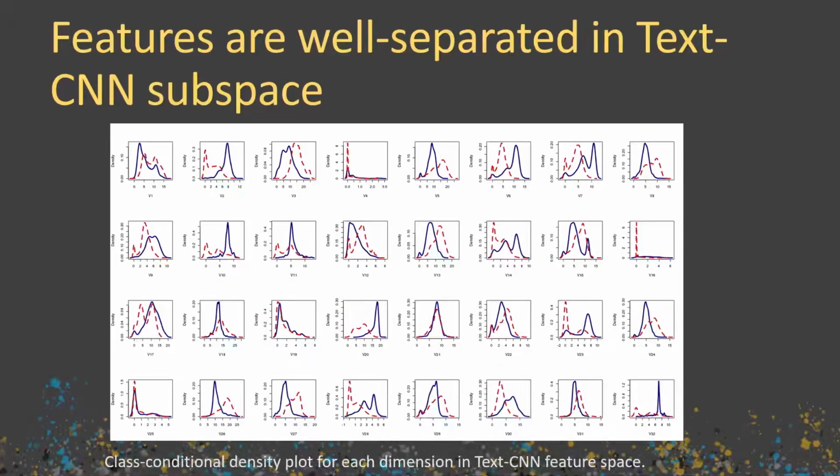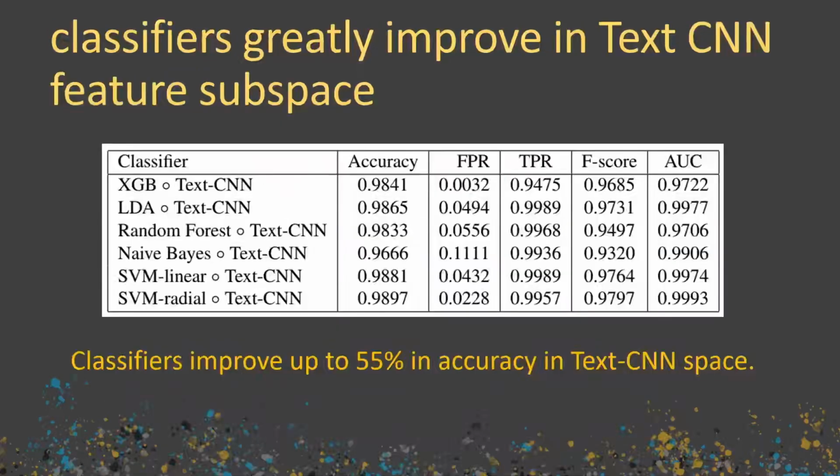Before we do that, we also did a visualization of the distribution between benign and ransomware in the text CNN subspace. Looking at the distribution plotted in red, as in the malicious samples, and blue, the benign samples, we're seeing the features are well separated in this feature space. And hence, here are the results, where we have the compositions of 2 different classifiers, where the subsequent one is trained on the feature space of text CNN. And we're seeing all of the classifiers have a performance boost in accuracy, false positive rate, true positive rate, F-score, and area under the curve.